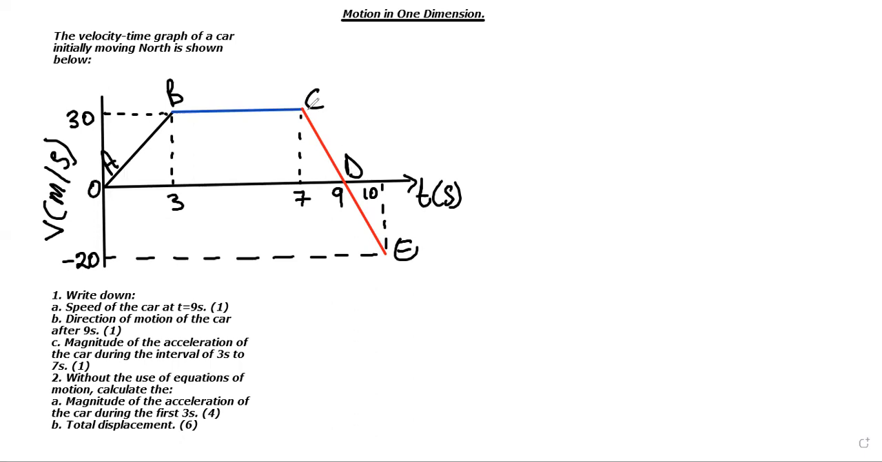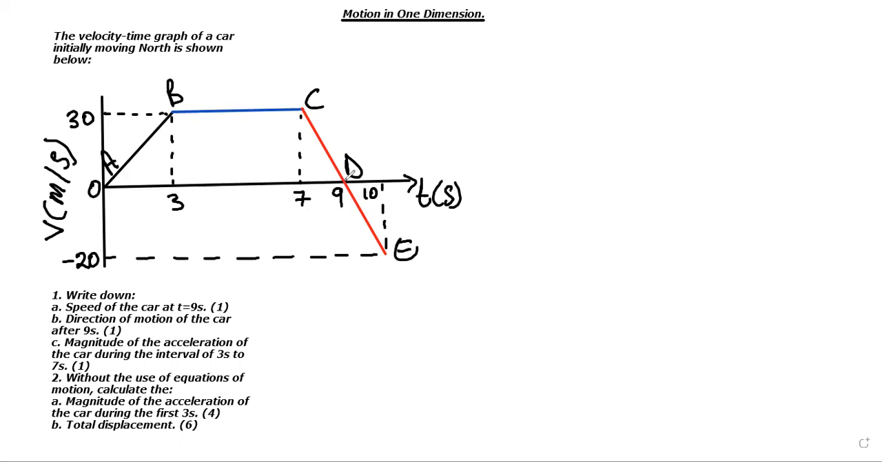But if we look at the part CD, you can tell them the car is moving at a constant acceleration in the opposite direction. So the car is still moving to the north, just that it's accelerating to the south. But if you don't want to say that, you can simply say the velocity of this car decreases from 30 meters per second to 0 meters per second in 2 seconds. That's what you can say.